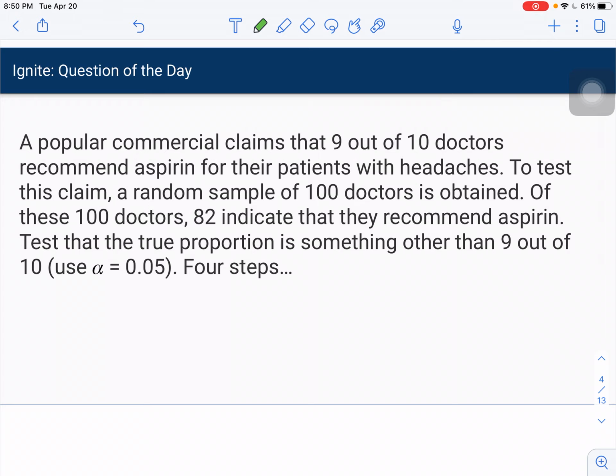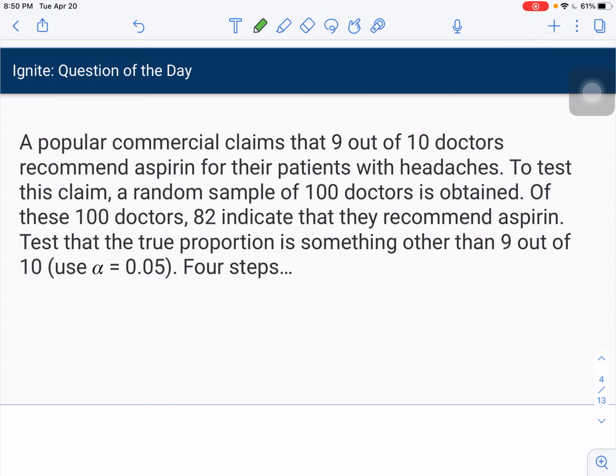A popular commercial claims that 9 out of 10 doctors recommend aspirin for their patients with headaches. To test this claim, a random sample of 100 doctors is obtained. Of these 100 doctors, 82 indicate that they recommend aspirin. Test whether the true proportion is something other than 9 out of 10. Use alpha equals 0.05, and do use the 4-step process on this one. So take a second, pause, work through the problem, go ahead and submit that to Schoology, and then you can unpause and watch the rest of the video for the solution.